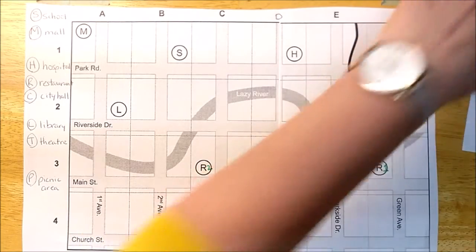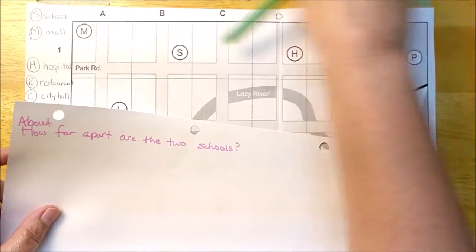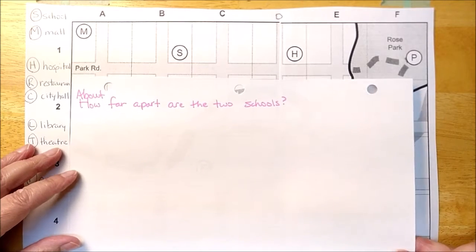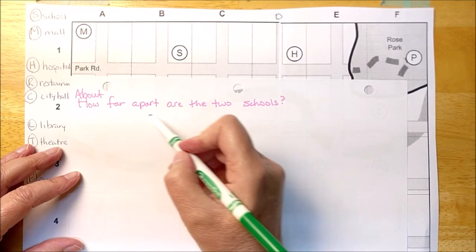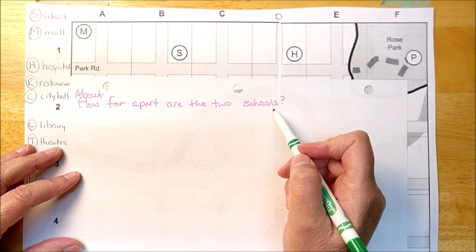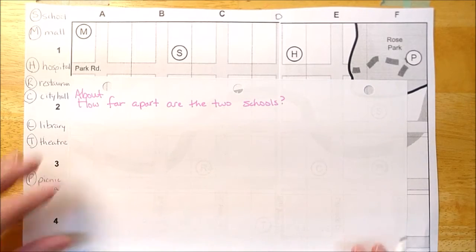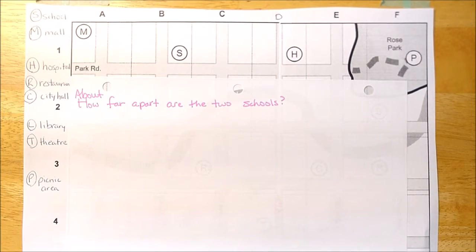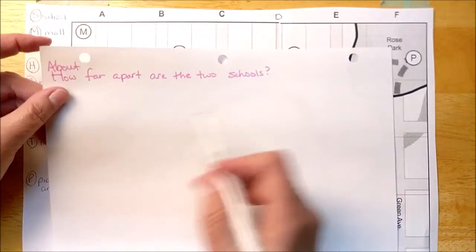Okay, here we are for video 2. We have one question to do before I show you your book. This one says, about how far apart are the two schools? So I need to figure out about. About means I don't have to have the exact number. I have to be somewhere around the exact number, the two schools.